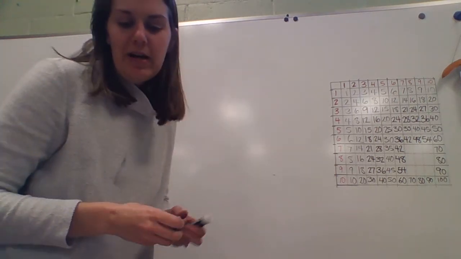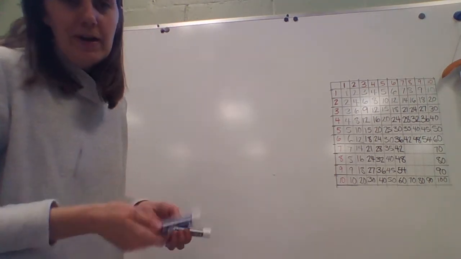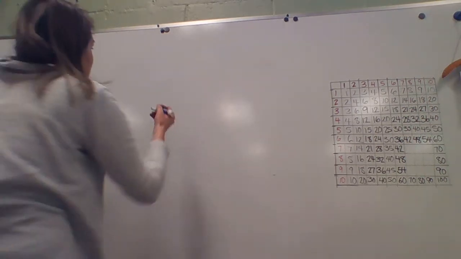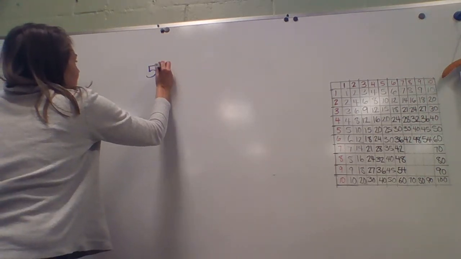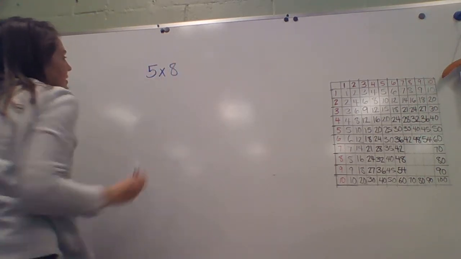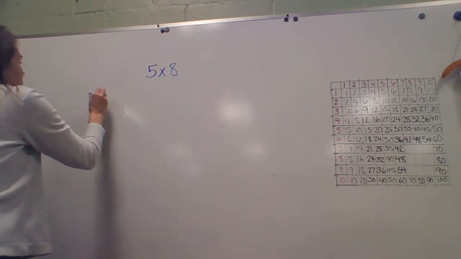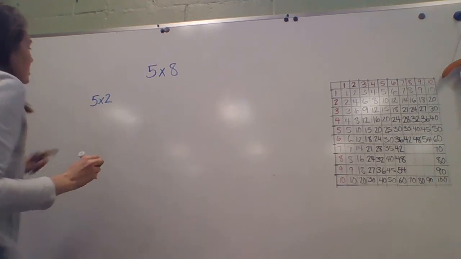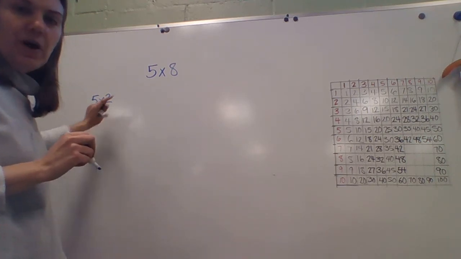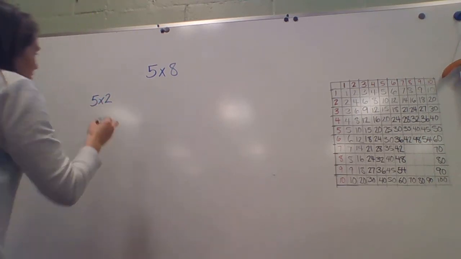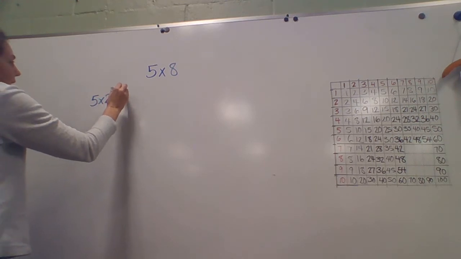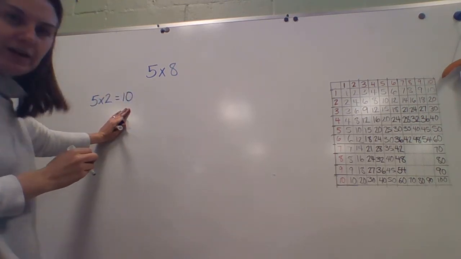Okay, so number 8, use what you know about 5 times 2 to find 5 times 8. So we're trying to find what 5 times 8 is. But they're saying use what you know. We already know 5 times 2. So we're going to use that knowledge to find 5 times 8. So we know 5 times 2 is 10, right? Because we know our doubles facts.